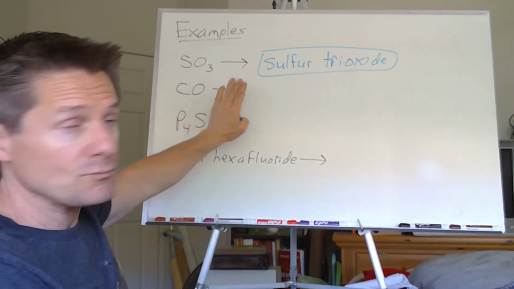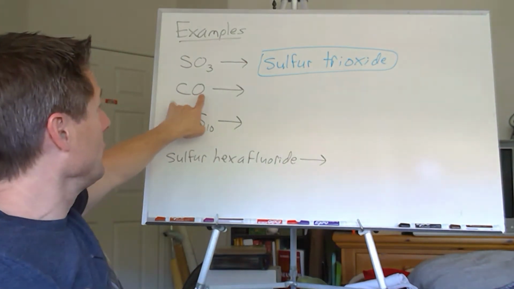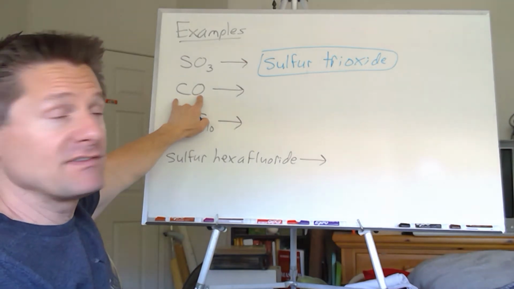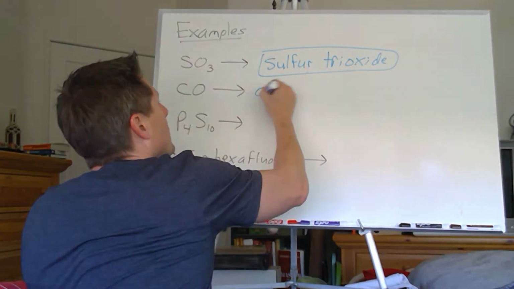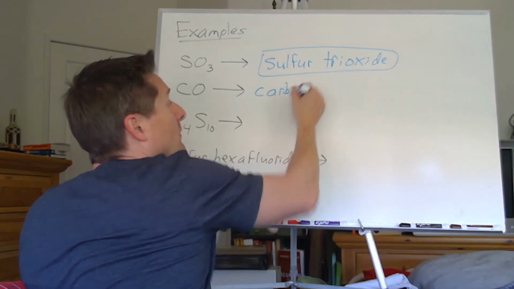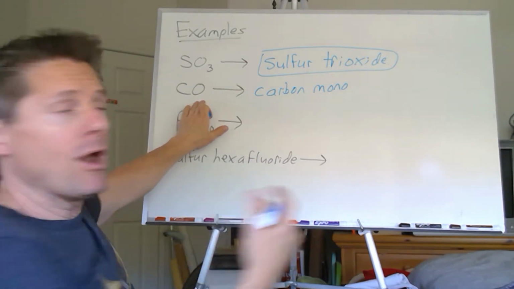Same thing here. So you would think it is carbon oxide, but it's not. We have to include the mono, not for the first one, but we do for the second one. So we've got to use the mono for that. But watch how we've got a problem here. So if we go carbon, we're fine there. But let's put mono and then put oxide.